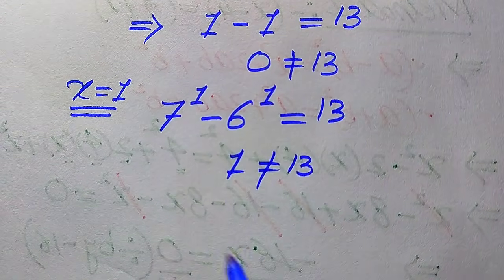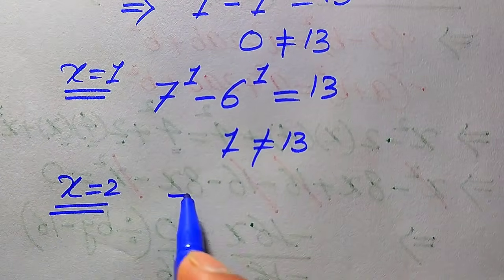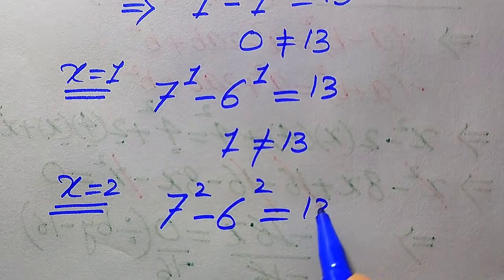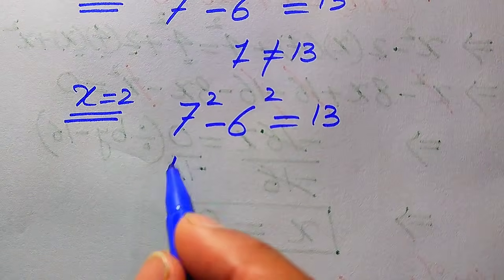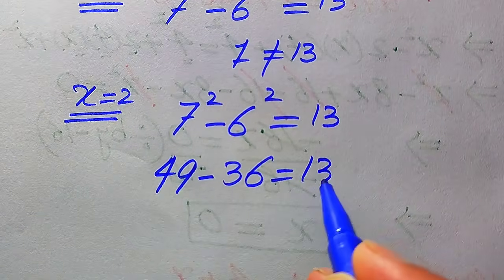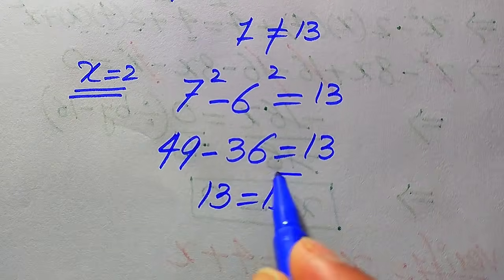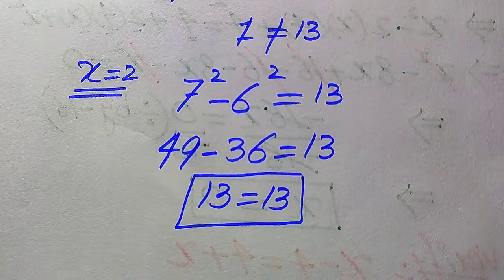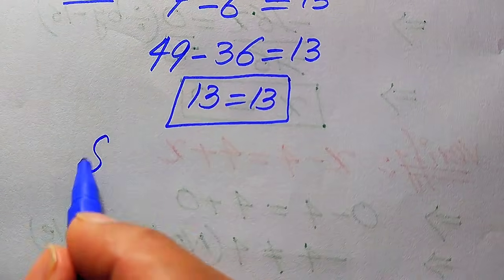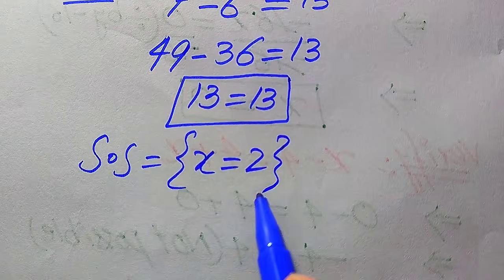So this is also not possible, and when we choose x equals 2, it is written as 7 squared minus 6 squared equals 13. Here you clearly see that 7 squared becomes 49, 6 squared becomes 36, and 49 minus 36 gives 13, so we get 13 equals 13. This shows that both of the sides are equal. It means that x equals 2 satisfies our given question statement. So finally the solution set of this problem is x equals 2.